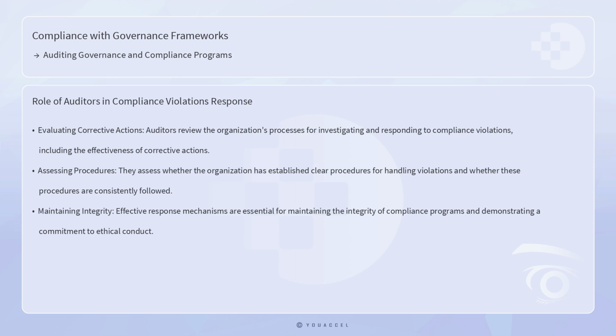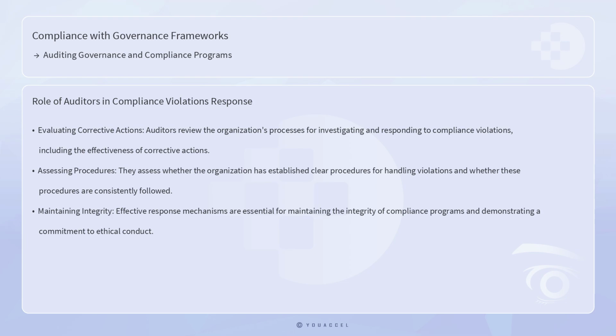Auditors also play a crucial role in evaluating the organization's response to compliance violations. When violations occur, organizations must take appropriate corrective actions to address the underlying issues and prevent future occurrences. Auditors review the organization's processes for investigating and responding to compliance violations, including the effectiveness of corrective actions.